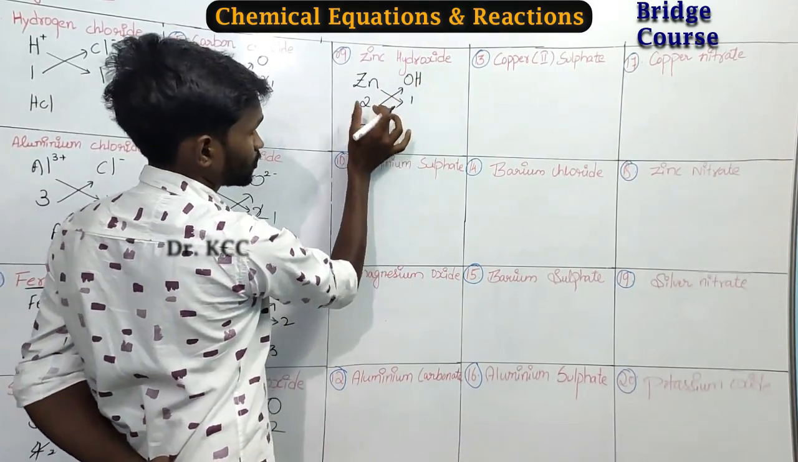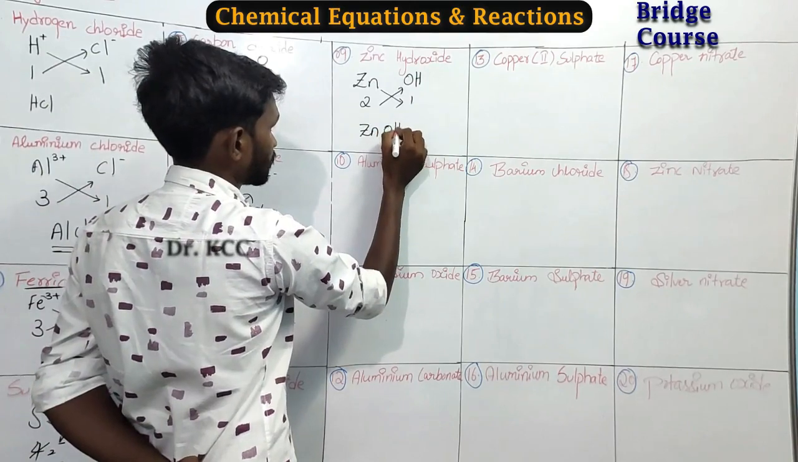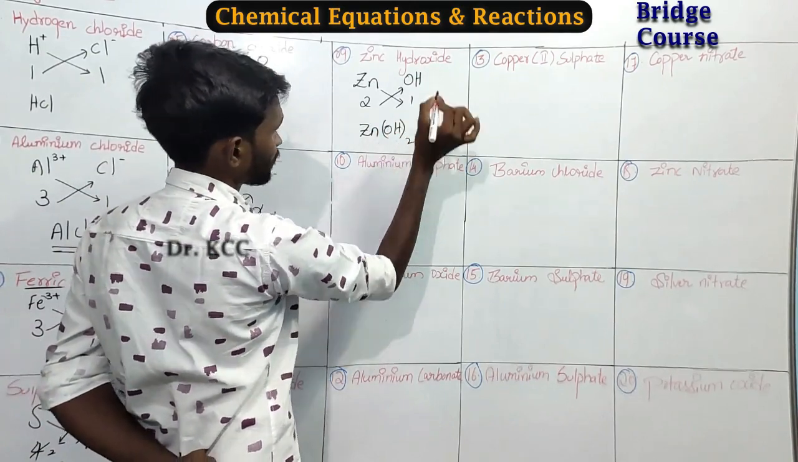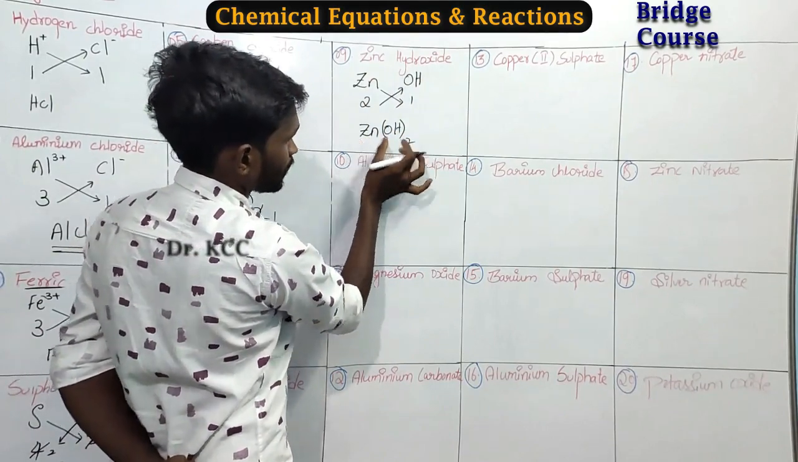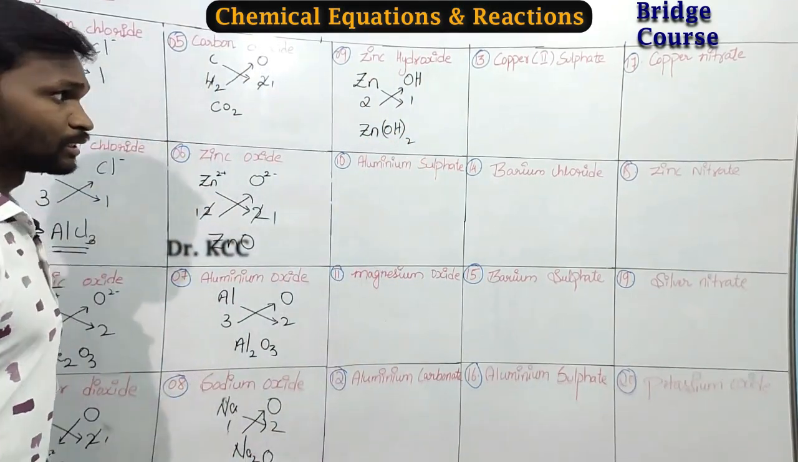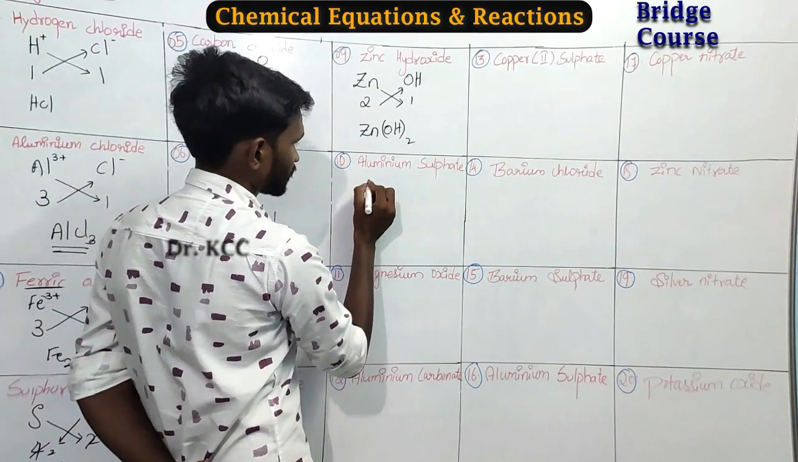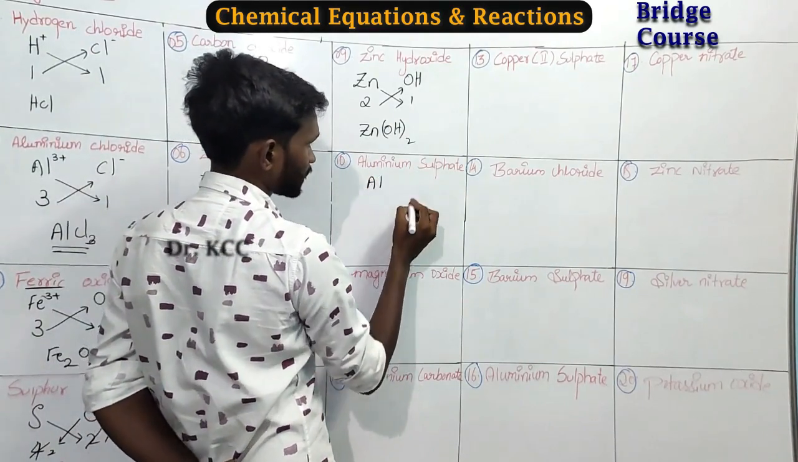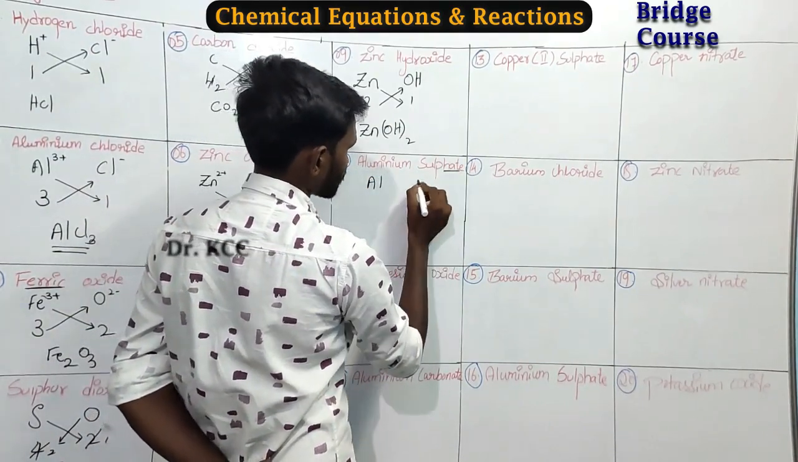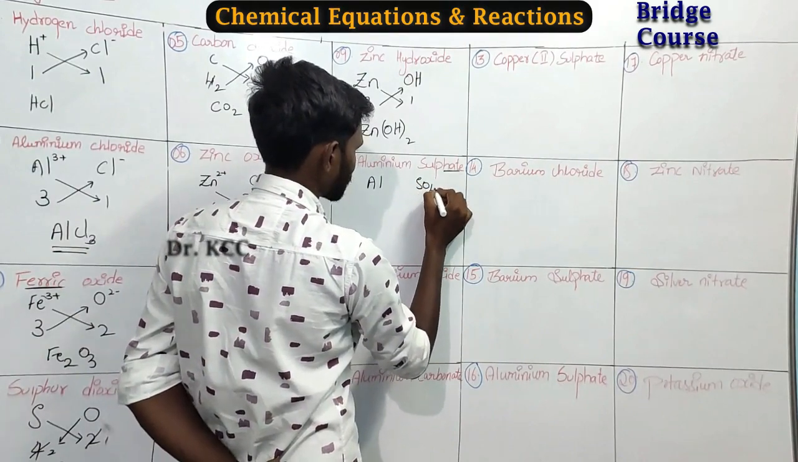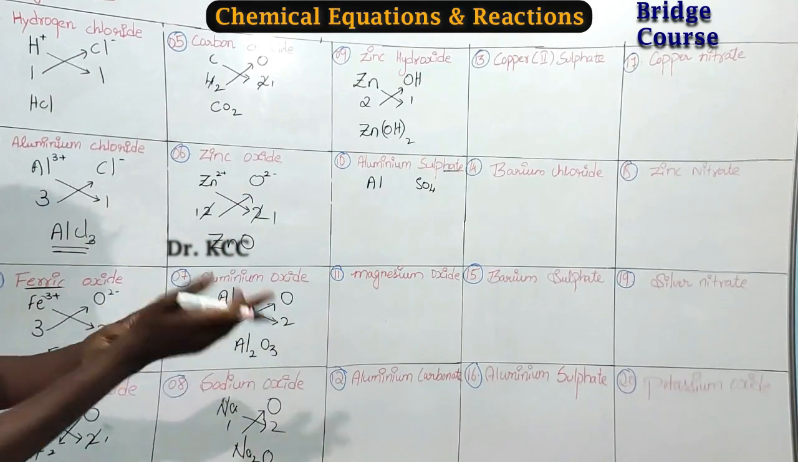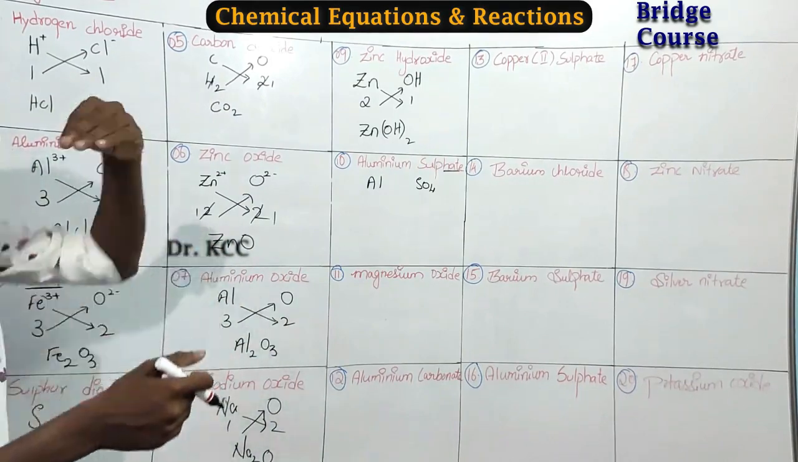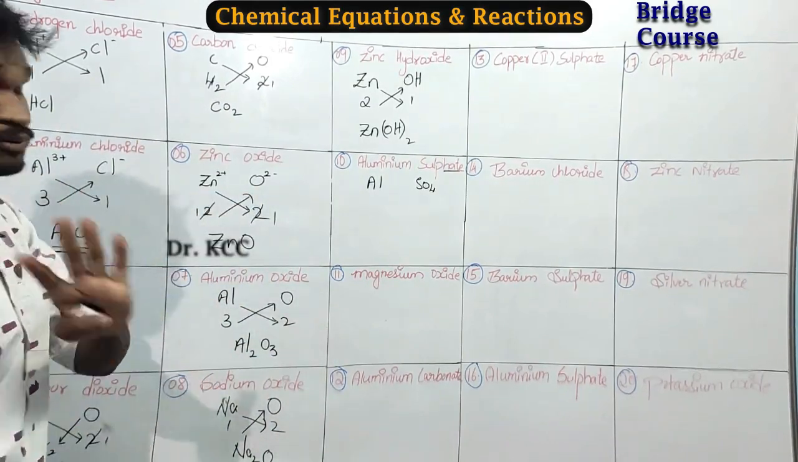The valency of hydroxide is 2. So we write OH enclosed within the bracket, because this 2 is applicable to the whole thing, that is zinc hydroxide. Done. Similarly, aluminium sulfate. The symbol for aluminium is Al. Sulfate is SO4. Clear? If you don't know, just go back, watch the video again and come back here. Then only you will learn how to make the formulas.